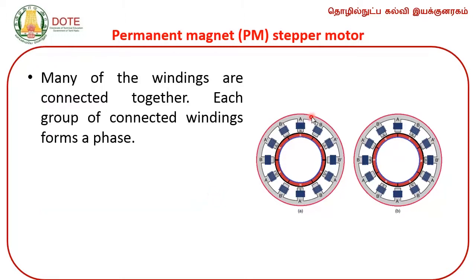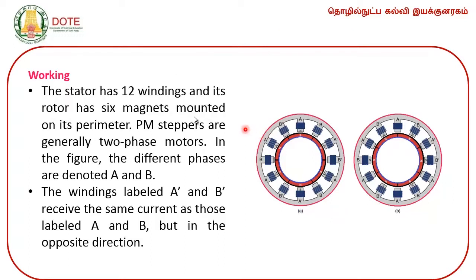Many of these windings are connected together. Each group of connected windings forms a phase, usually 3 phase or 4 phase. Here the stator has 12 windings and its rotor has 6 magnets mounted on its perimeter. Permanent magnet steppers are generally 2 phase motors. In the figure, the different phases are denoted as A and B.